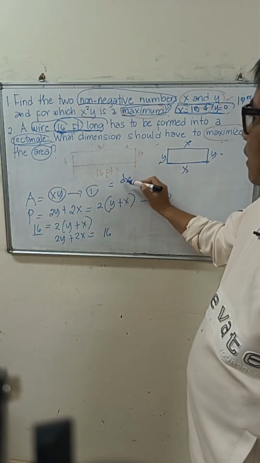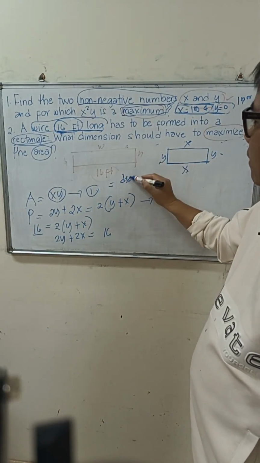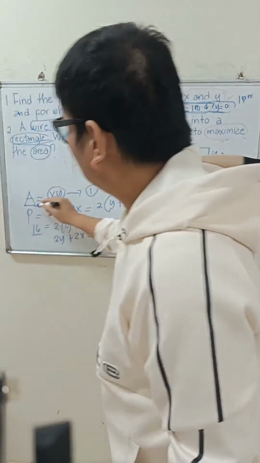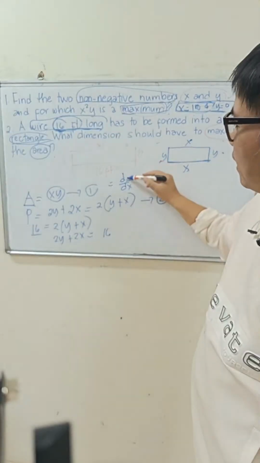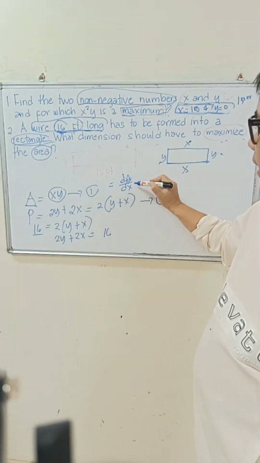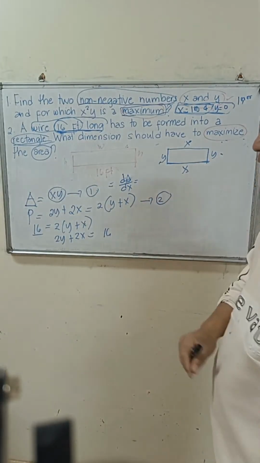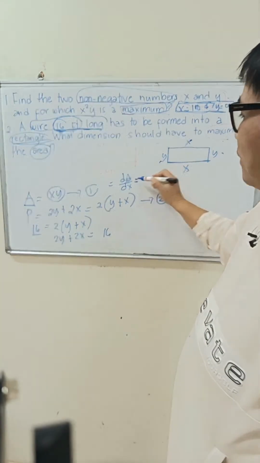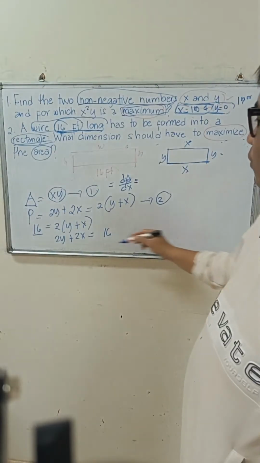dA over dx, no? So you say dA because it's already area: the derivative of area with respect to x. Things like that. So let's say I'm going to compute for y here.